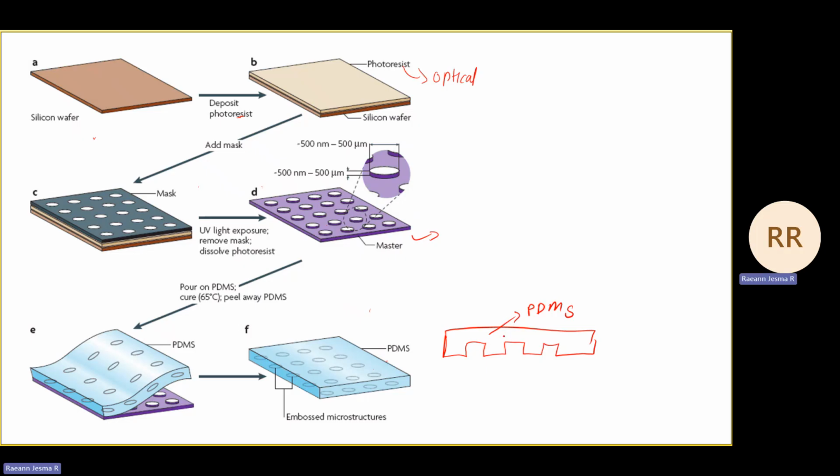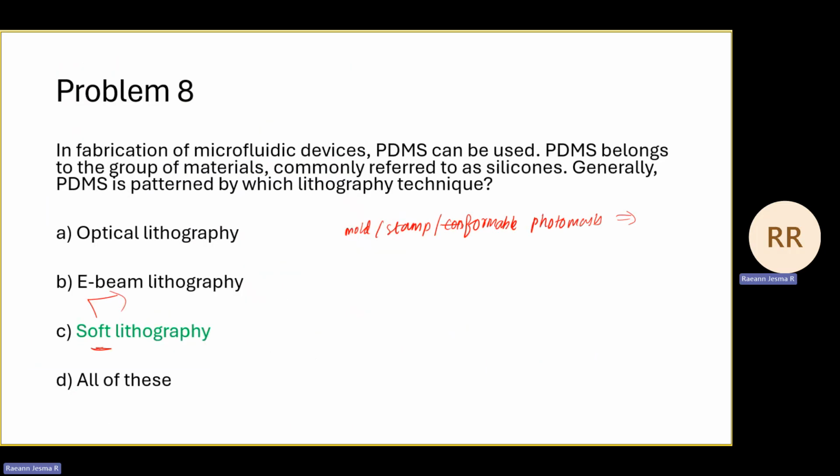PDMS is dimethyl siloxane. One advantage of this soft lithography is that we can make multiple replicas using one master. We can make multiple replicas. So this type of soft lithography is also called replica molding. There are other types of soft lithography as well. Also, the time that is taken for completing this entire process is short, compared to doing other forms of lithography, etching and so on.